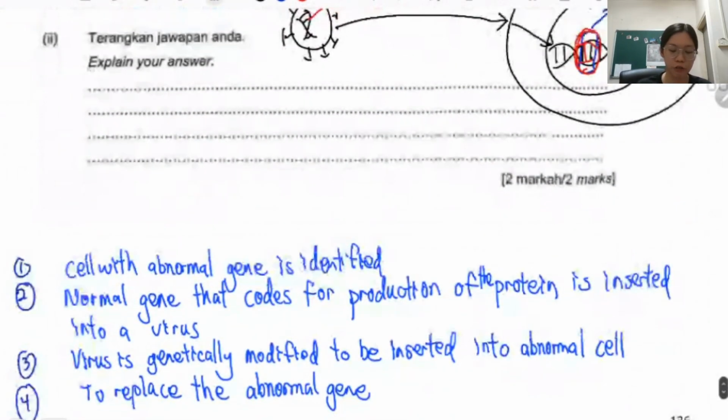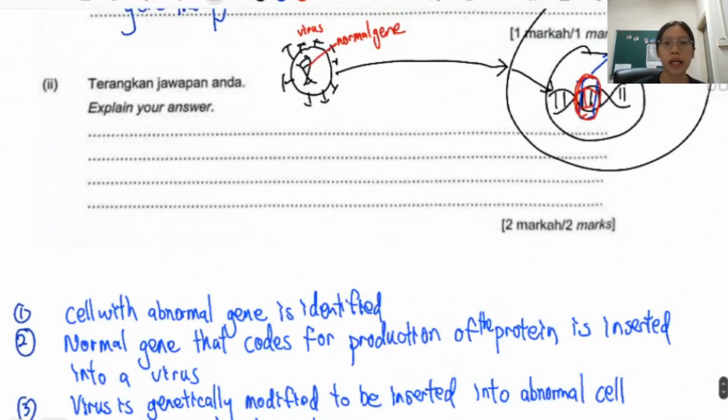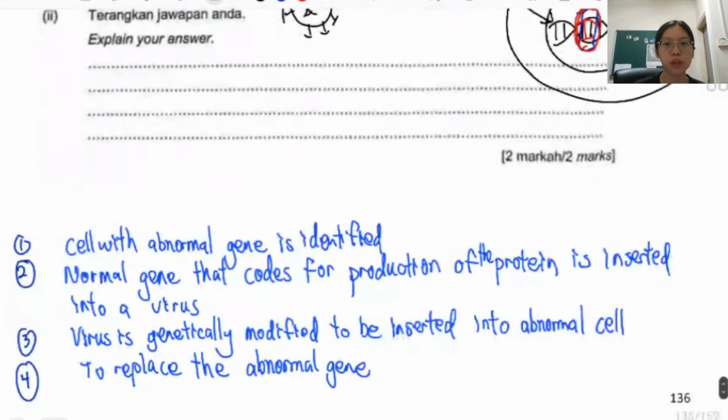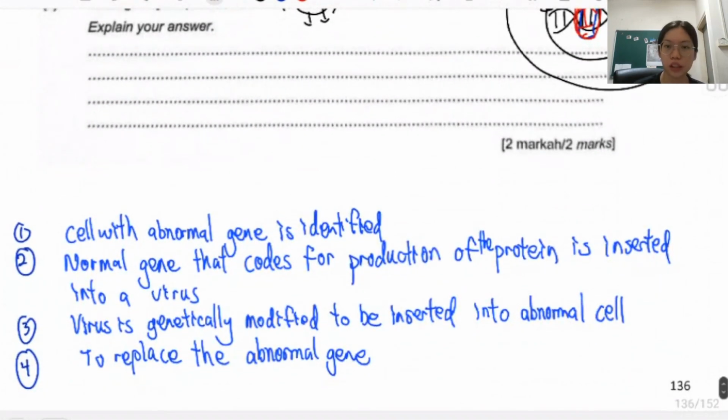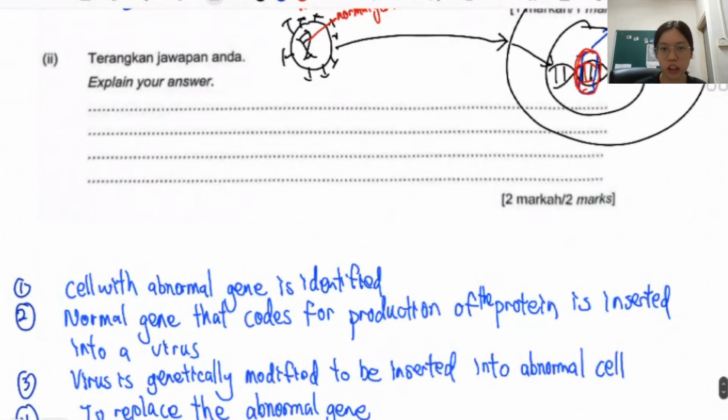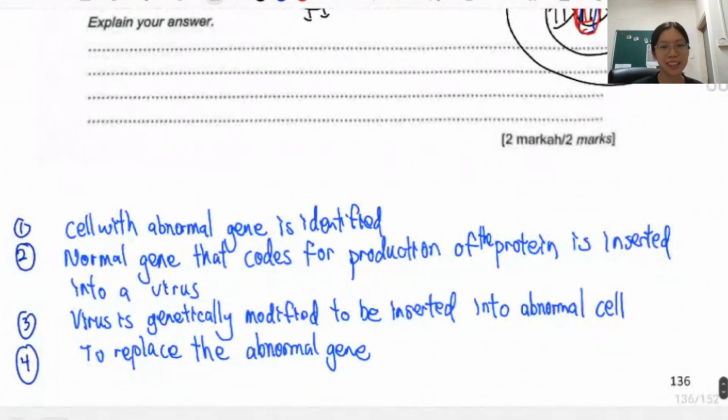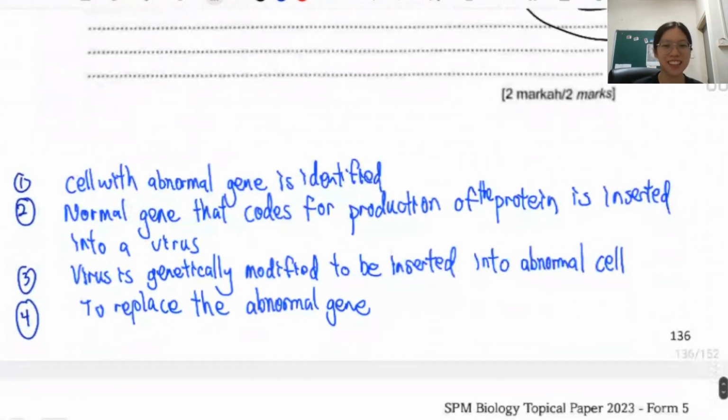First of all, you identify the cell with a normal gene. Then the normal gene that codes for production of the muscle protein will be inserted into the virus, because the virus is the one that is going to carry the normal gene to the nucleus of the cell. So the virus is genetically modified to be inserted into a cell to replace the abnormal gene. Alright, so yeah, this one is more of chapter 13 now, honestly.